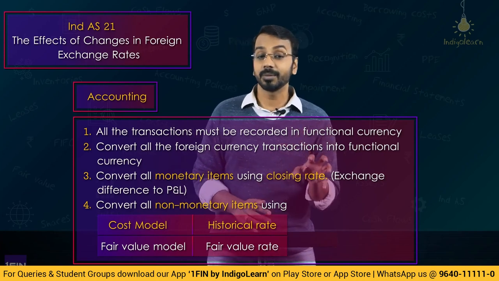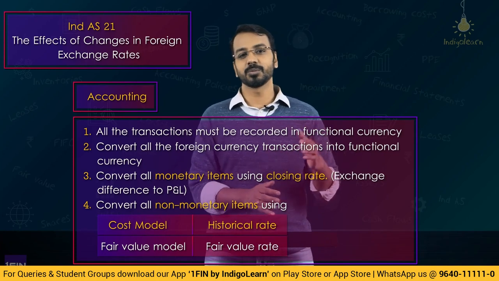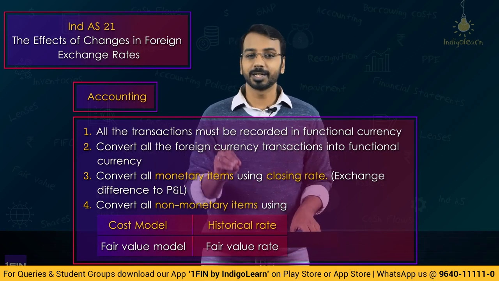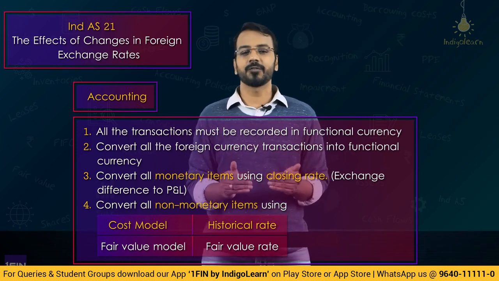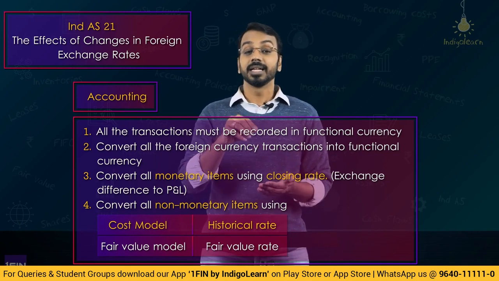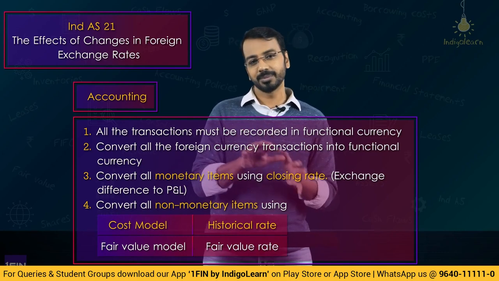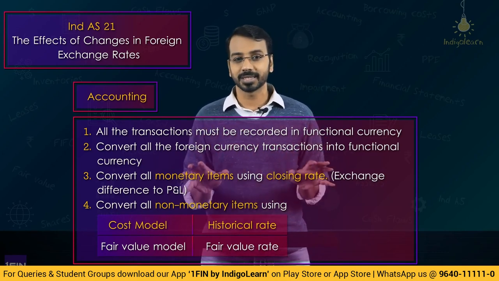If the item will have an impact in the OCI, the exchange difference will also be taken to OCI, right? That is the broad principle of treatment of monetary items and non-monetary items. There is a slight difference in treatment of monetary items which form part of net investment in foreign operation, that I will be discussing separately. Okay. Now the first principle is for foreign currency transaction.